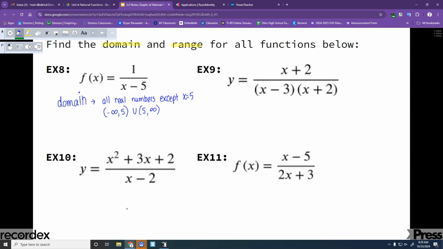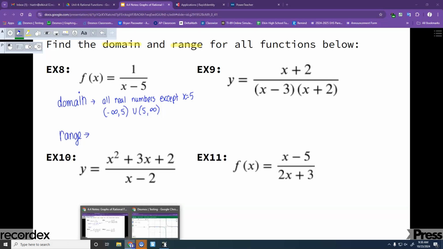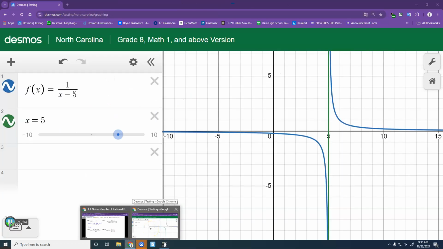Okay? Now, range is going to be our y values, and these usually have a restriction on the y values because there's going to be a spot where you can't have a y value. So let's look at the graph for this. We're mostly going to do these from the graph.